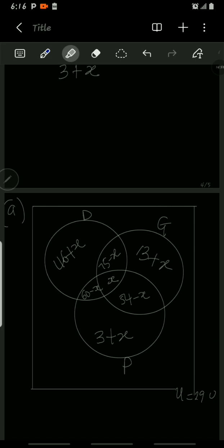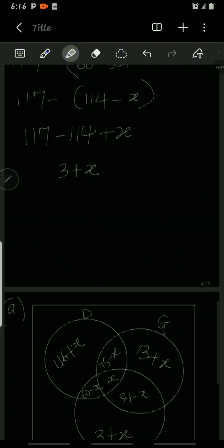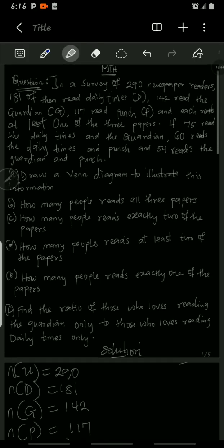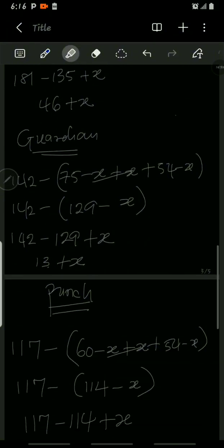Now this is what you are giving. This is the first question answered, so we are done with the first question. The third, we should draw a Venn diagram to illustrate the information, and that's it. So the next question now is B. They said how many people read all the 3 papers? So for B, I'm asked to find how many people read all the 3 papers.